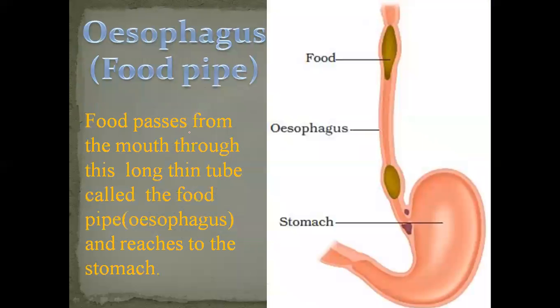Now, coming to the next one, food pipe. The food passes from the mouth through a long thin tube called the food pipe. So the swallowed food passes through the food pipe and reaches the stomach.